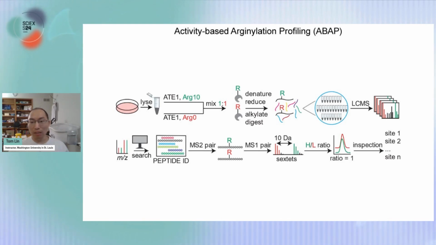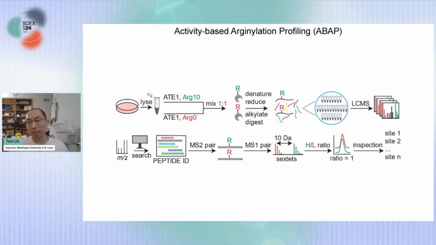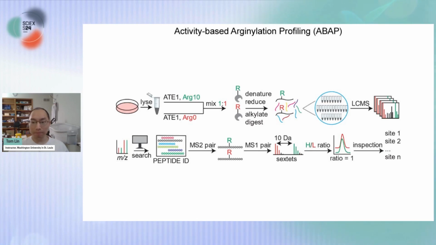Using this way, we can search for all the peptide IDs, and then from there, we only look for the paired peptides modified by the heavy and light arginine. And then we look into their MS1 pairs for the signature of a 10 Dalton mass shift. Using all the paired MS1 scans, we can calculate the heavy to light ratios for our further inspection to identify the final list of the sites.